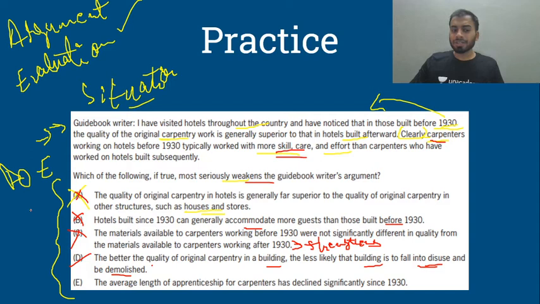Right now, do you understand how from that assumption I've reached this weakening argument? If I assume that all hotels survived, then this is telling me that no, all hotels did not survive. Quite a lot of hotels got demolished, right? That is why I'm going to go ahead with option D. Let me still look at option E. The average length of apprenticeship for carpenters has significantly. I am not concerned with average length of apprenticeship at all. Out of the scope of the argument.